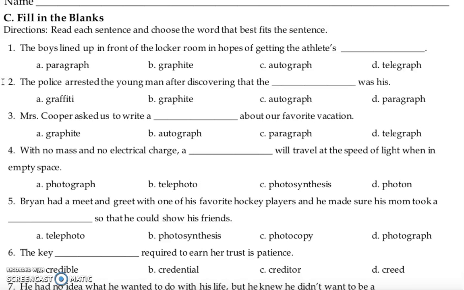Number 2, the police arrested the young man after discovering that the blank was his. Graffiti, graphite, autograph, paragraph. Number 3, Mrs. Cooper asked us to write a blank about our favorite vacation. A, graphite, B, autograph, C, paragraph, D, telegraph. With no mass and no electrical charge, a blank will travel at the speed of light when in empty space.